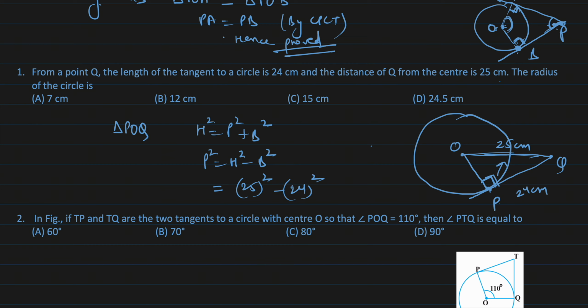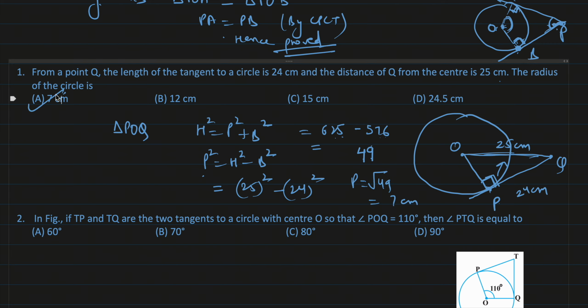So what will you get over here, students? 25 square is 625. 24 square is 576. So you subtract it. What will you get? 15 minus 6 is 9 and 11 minus 7 is 4. So that is OP square, 49. So OP will be the square root of 49, which is 7 centimeter. So that is your answer, students. I hope it's clear.